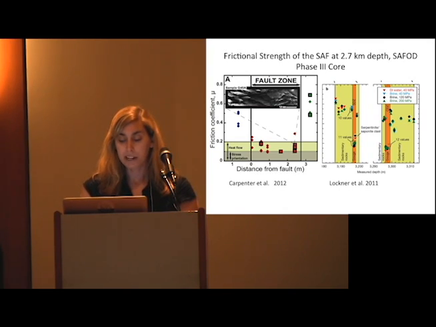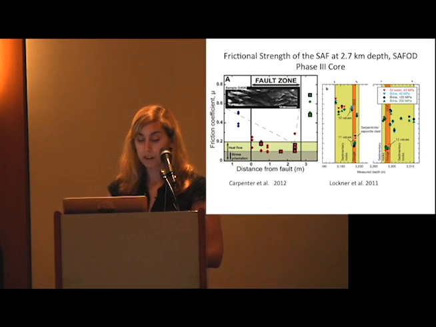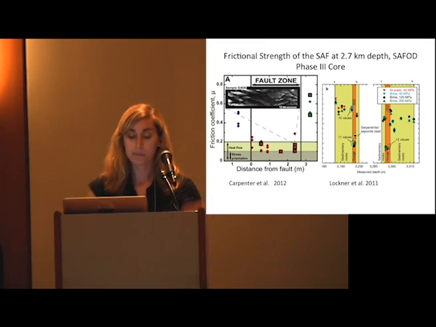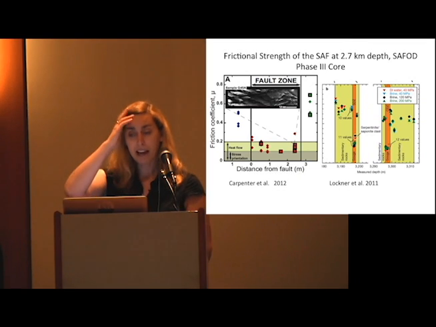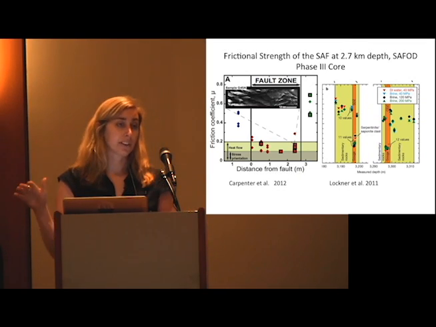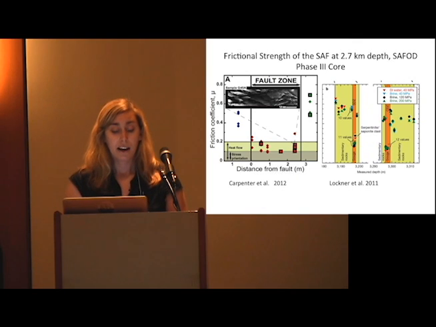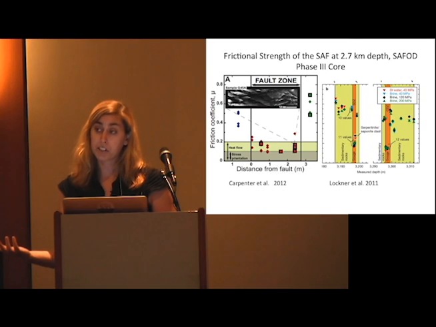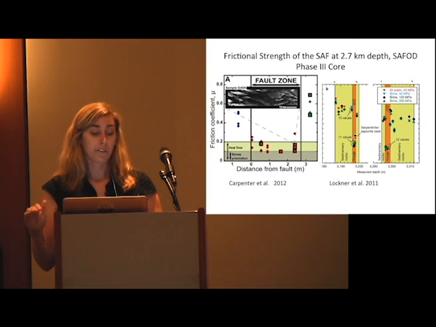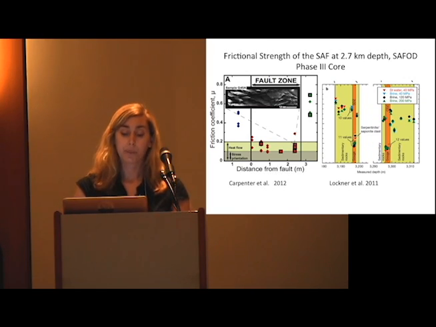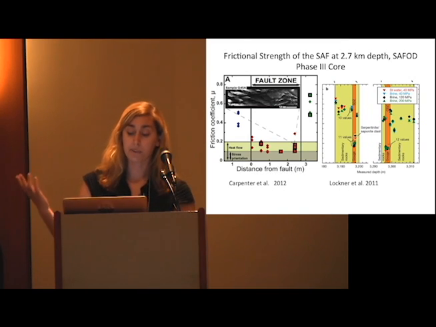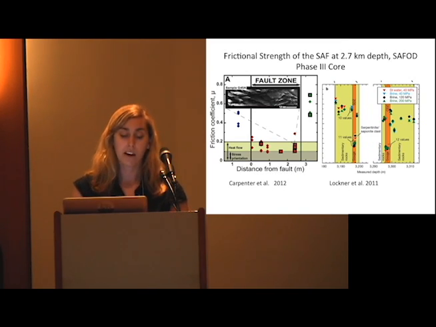And it's important to point out that Carpenter has highlighted here that to explain the heat flow, or the lack of a heat flow anomaly, you would need friction of something like 0.2 or less. And to explain the stress orientations being nearly perpendicular to the fault, you would need a coefficient of friction below about 0.1. So these data are showing that you can actually explain the observations from the surface by these very, very low shear strengths.